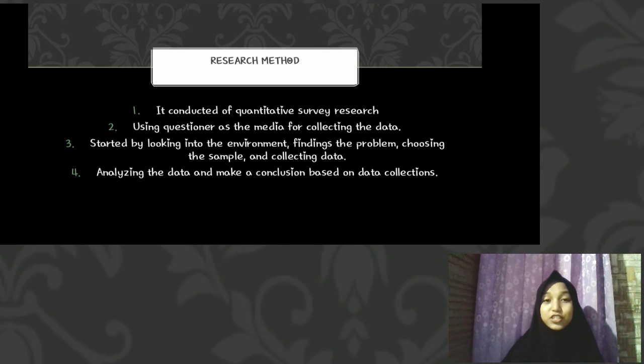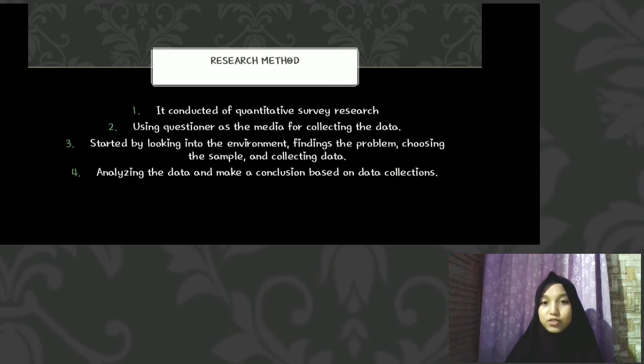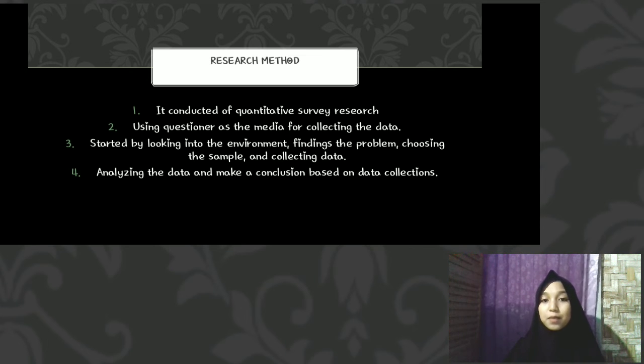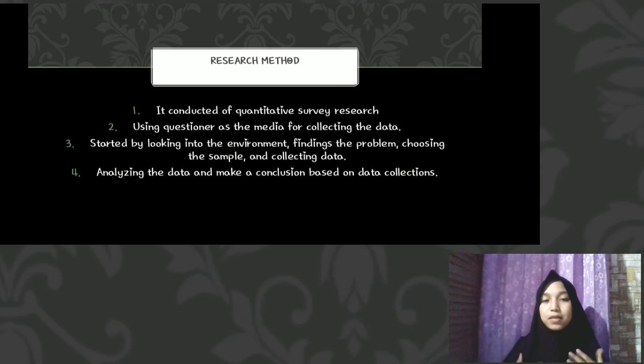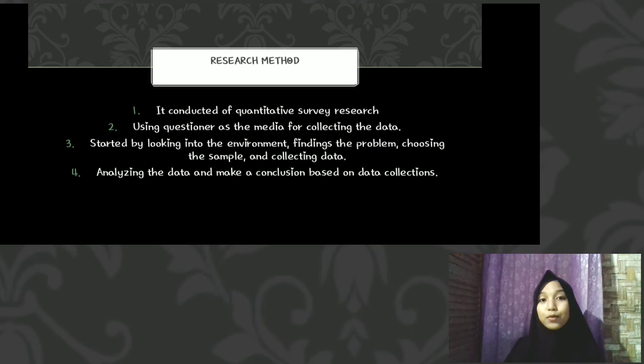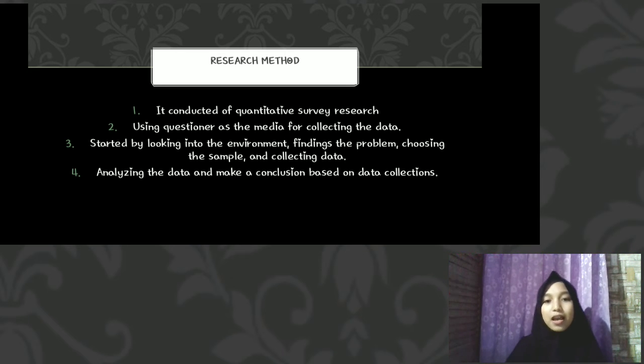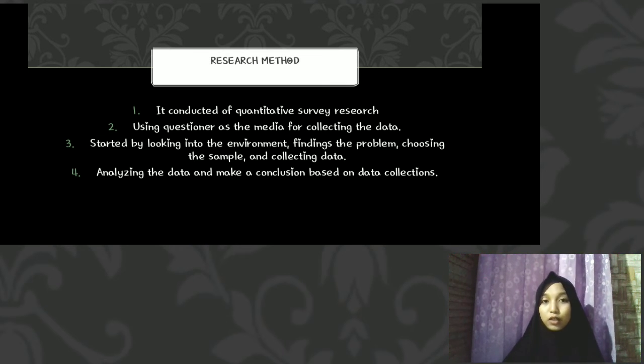Okay, next is about research method. This study is conducted by using a quantitative research survey that uses a questionnaire as the media to collect the data. And then I, as the author, started this research by viewing and analyzing the environment, finding the problem that I can choose to become a topic, and then after that I choose the sample and collect the data. After the data have been collected, I will analyze the data and make a conclusion based on the data collection, by using a table to make it easy for me to read and analyze the data.